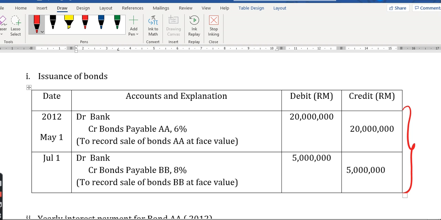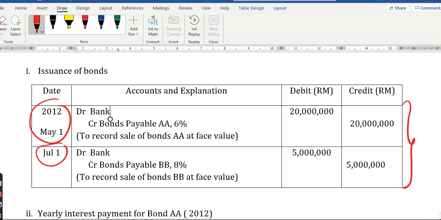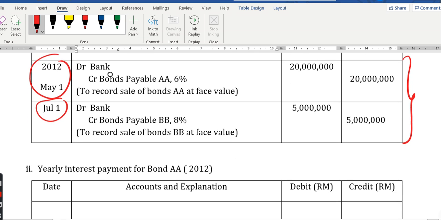So you have two different bonds, so the issuance is recorded in separate journals. After all, the issuance date is different, right? Okay, the first one is issued on the 1st of May, and the second one is issued on 1st of July. Alright, and then we go through the next requirement of the question.